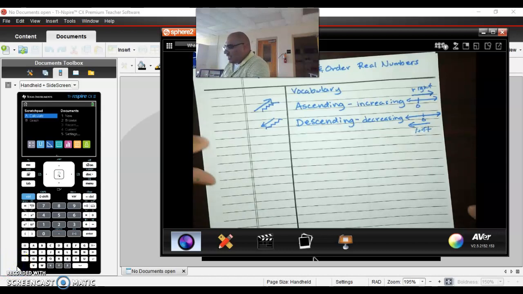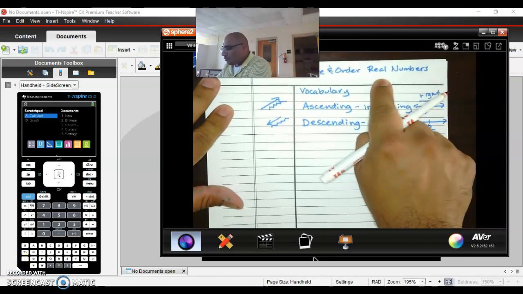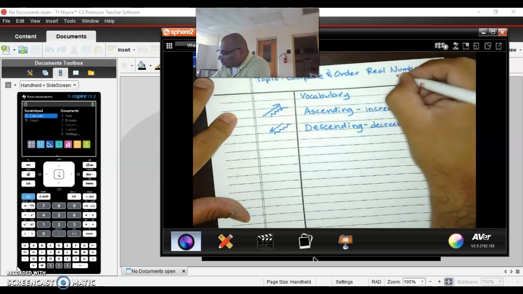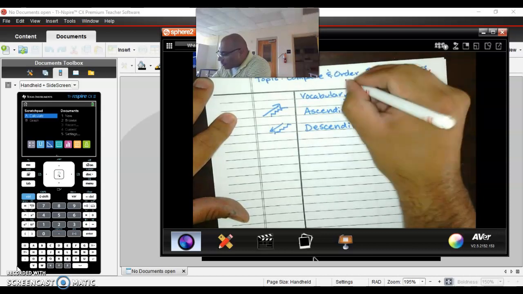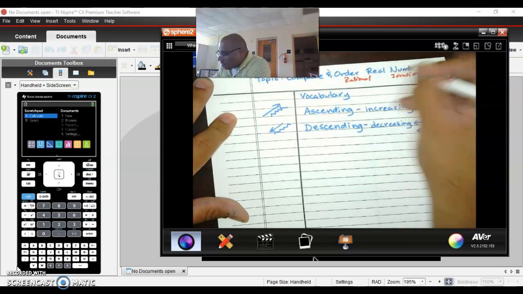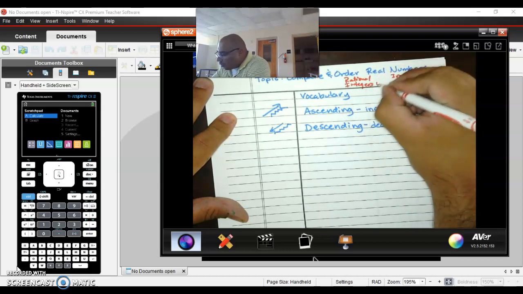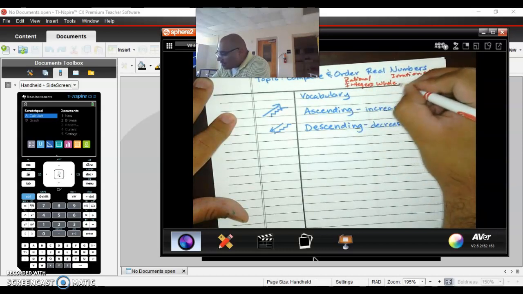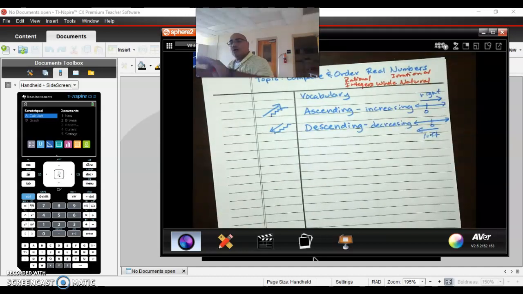With that being said, because we are comparing and ordering real numbers, if you remember, real numbers include all irrational, all rational, all integers, whole, and natural numbers. So we have all the numbers all over the number line, all types.